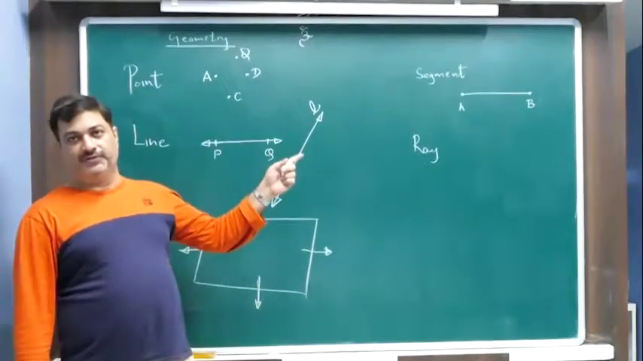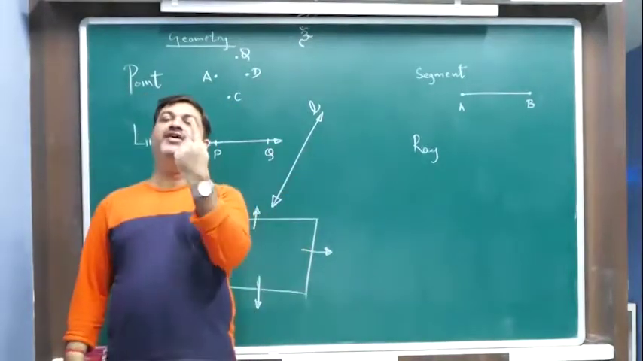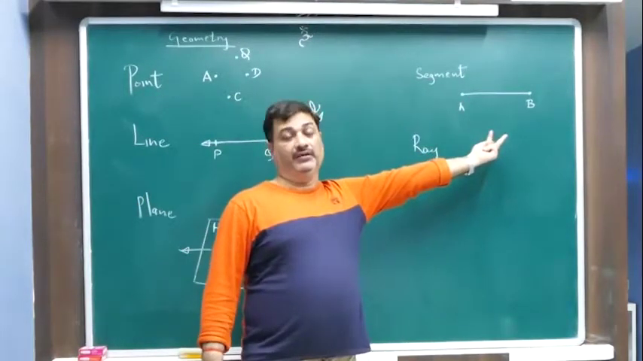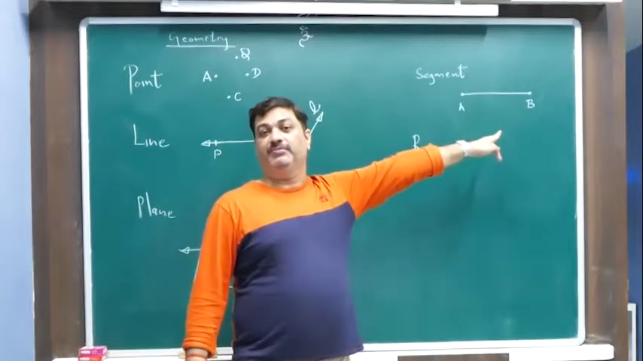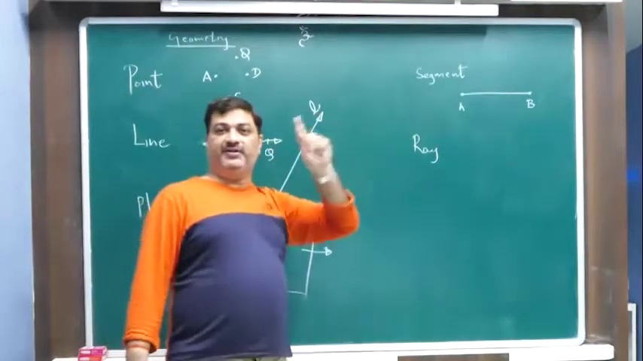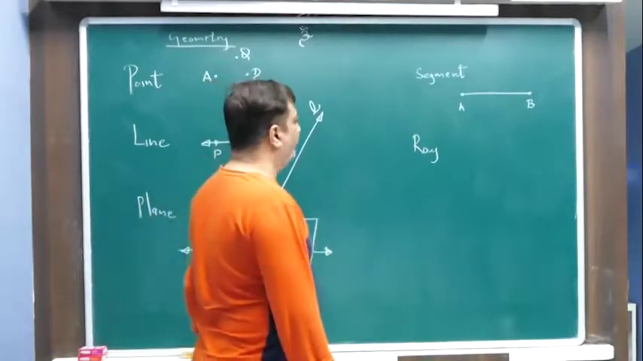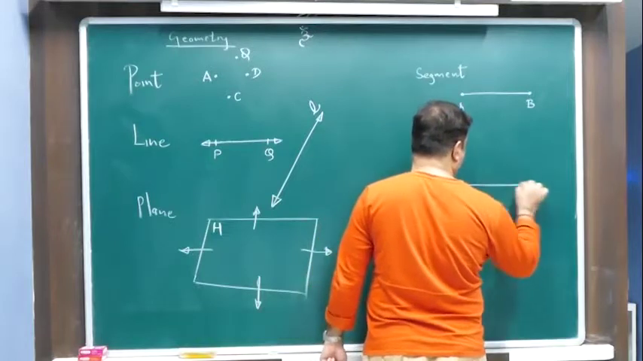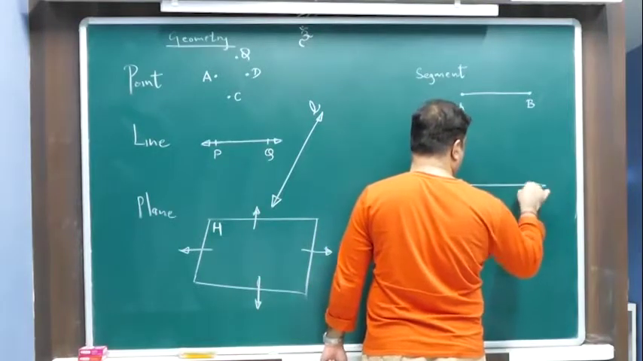Yeah, that's the difference. How is it represented? Only in one manner, by two capital letters, one in the beginning, one in the end. That's the only way of representing a segment. A line is represented in two ways, but a segment is represented in one way. Is that clear? Now coming to a ray. What is a ray? So a ray is something like this.